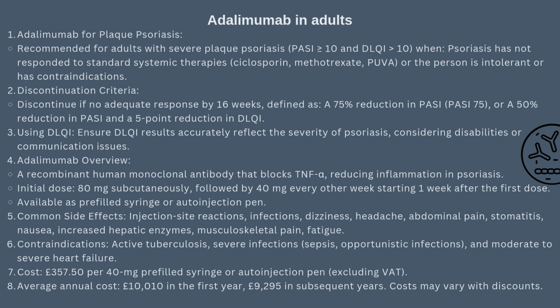Adalimumab overview: a recombinant human monoclonal antibody that blocks TNF-alpha, reducing inflammation in psoriasis. Initial dose, 80 mg subcutaneously, followed by 40 mg every other week starting 1 week after the first dose, available as pre-filled syringe or auto-injection pen.